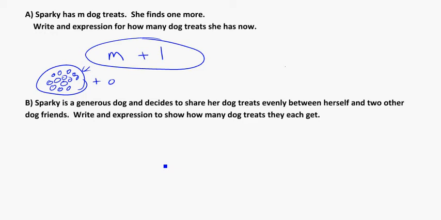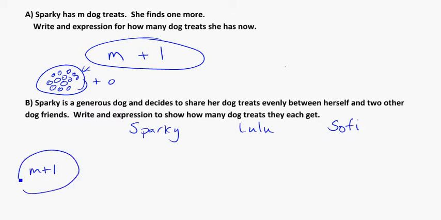And looking at what she does with these, she is a generous dog and decides to share her dog treats evenly between herself and 2 other of her dog friends. So we need to write an expression to show how many dog treats they each get. So let's imagine the dog friends. We've got Sparky. We'll have her friend Lulu and her other friend Sophie. And they're all good dogs, and Sparky's got this big pile of dog treats. Remember, she had a big pile of but she found one more. So she's got plus 1 dog treats in a big pile, and she needs to figure out how to split it up evenly into 3 pieces.